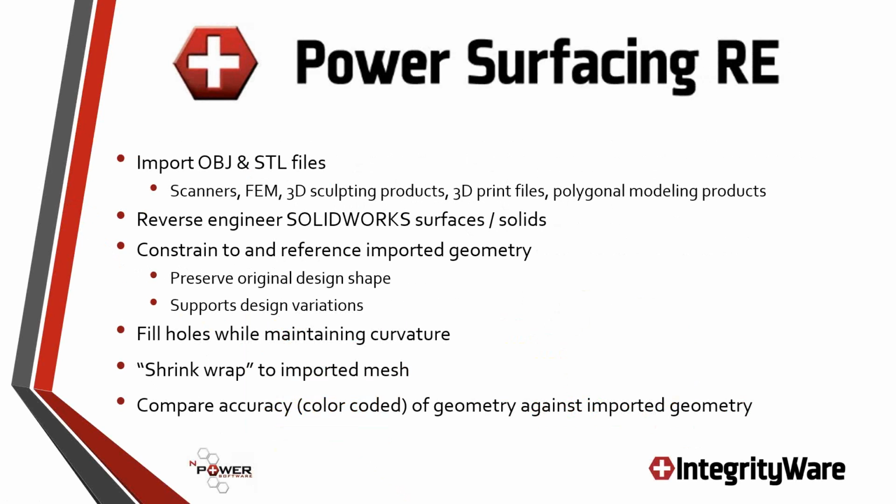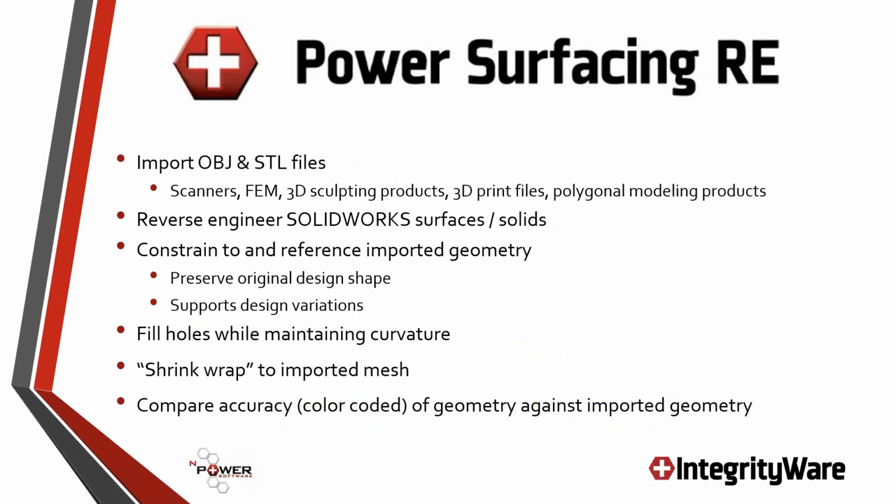What Power Surfacing RE does is it allows you to import polygon models in OBJ or STL format from things like scanners, from finite element modeling systems, from 3D sculpting products, from 3D print files, or from other polygon modeling tools. It also allows you to reverse engineer SolidWorks surfaces and solids and use them in a way that's very easy and intuitive. I know that some can struggle with modifying SolidWorks surfaces, but this makes it an easy way to modify that type of geometry.